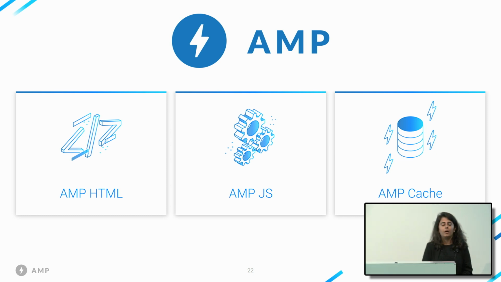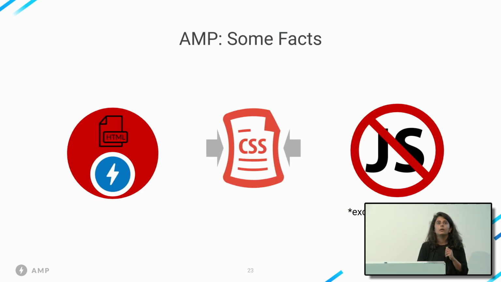AMP consists of 3 parts. The first being AMP HTML, which is a restricted set of custom elements that you use to make responsive and interactive web pages. And then you have AMP JavaScript, which is a very minimal runtime that makes sure that all the resources that these AMP HTML components are rendering are managed properly. And then you have AMP Cache, the most famous of which is the Google AMP Cache, which makes sure that as your website is crawled, it's indexed properly, as well as loaded properly.